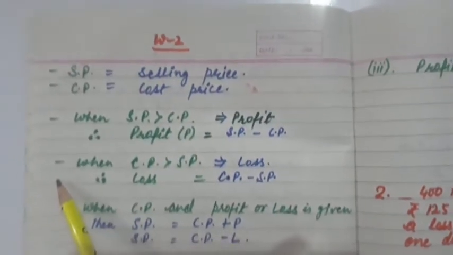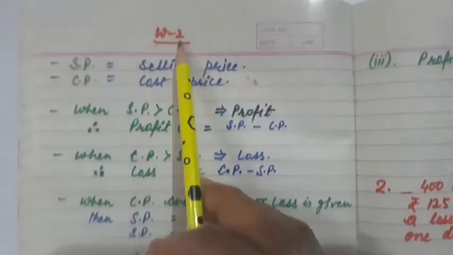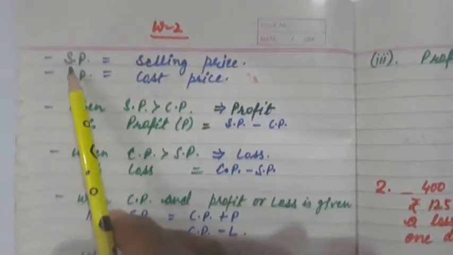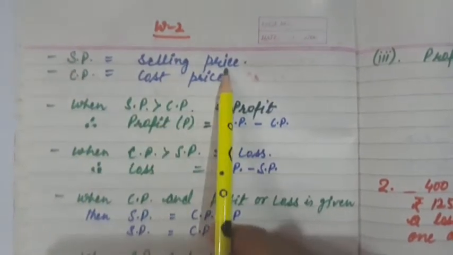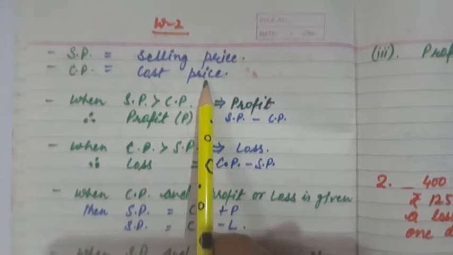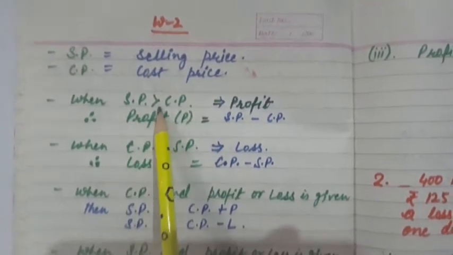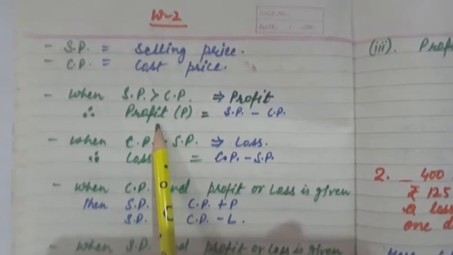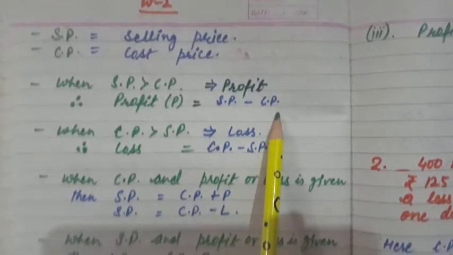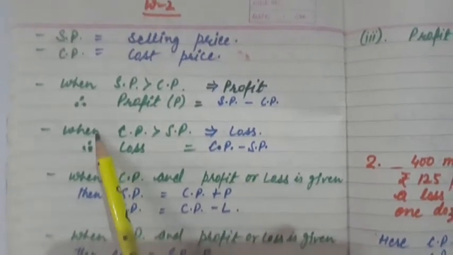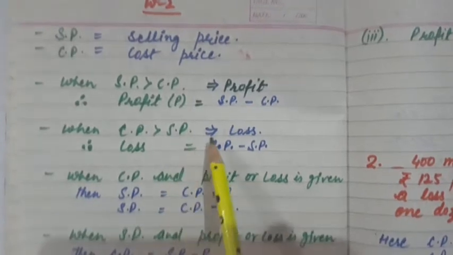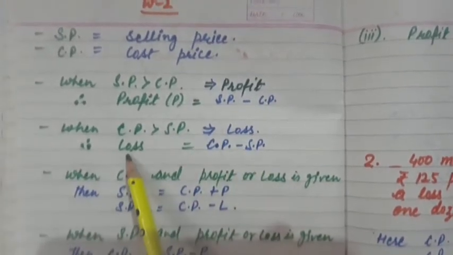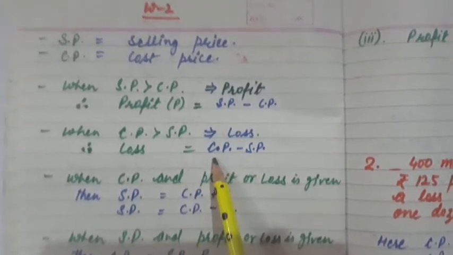Application of percentage, worksheet 2. In this second worksheet, SP is the selling price, CP is the cost price. When SP is greater than CP, then we have profit. Therefore, the formula for profit is equal to SP minus CP. Similarly, when CP is greater than SP, then we have loss, and the formula for loss is equal to CP minus SP.